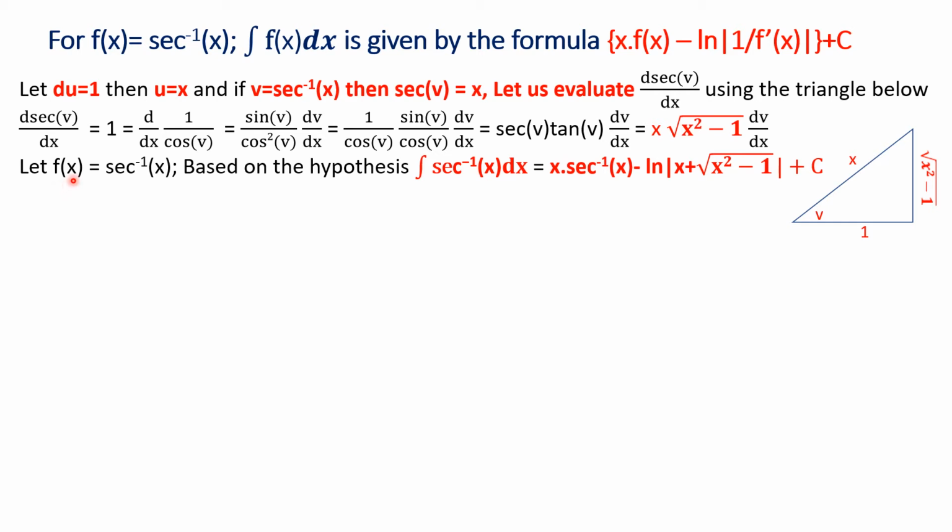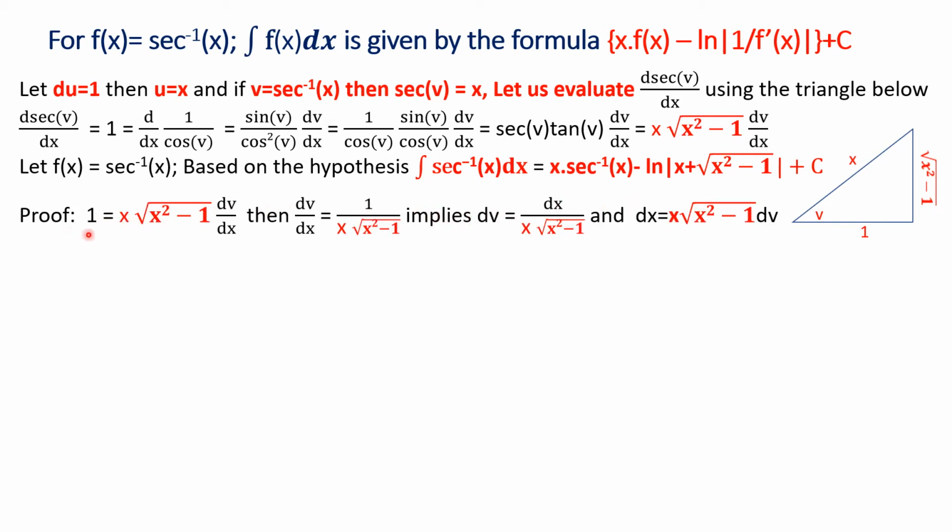Let f of x equal to sec inverse of x. Based on the hypothesis, the integral of sec inverse of x dx will be equal to x multiplied by sec inverse of x minus ln of the absolute value of x plus the square root of x squared minus 1. Obviously, this is the reciprocal of the derivative of f of x, as we will see in a minute.